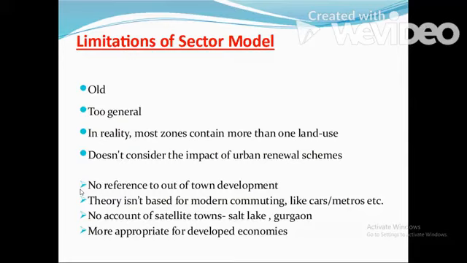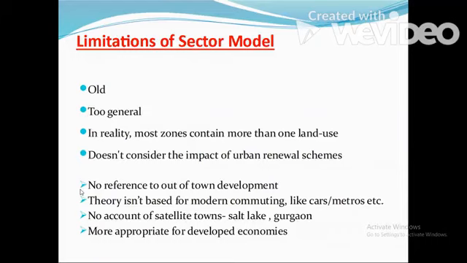That does not happen. And right now we have various urban renewal schemes, like for example, the JNNURM that we have right now in India. So those aspects of urban renewal schemes are not taken into account in the sector model. Now there are various out of town developments, for example, the satellite towns. So that has not been taken into account. For example, in West Bengal, we have the Salt Lake area. In the NCR region, we have the Gurgaon Noida region. So those satellite towns have not been considered.